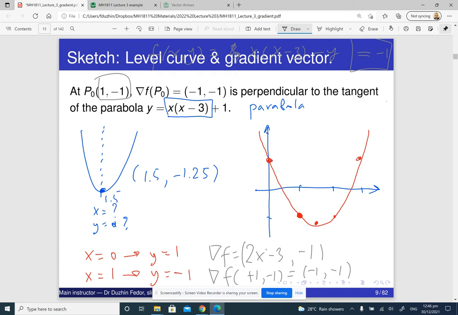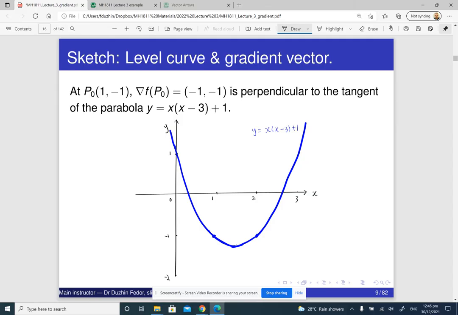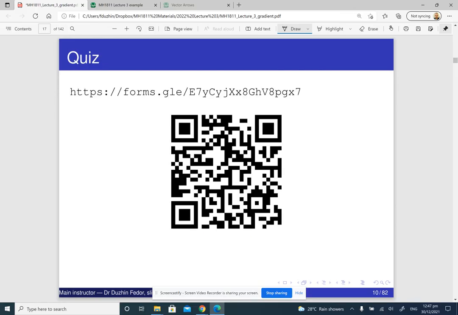So I should draw the vector with coordinates -1, -1, starting at the point 1, -1. So this is what it looks like. This vector. Okay, so this is what it looks like. Okay, so that's the end of this example, and that's the end of this part of the lecture.